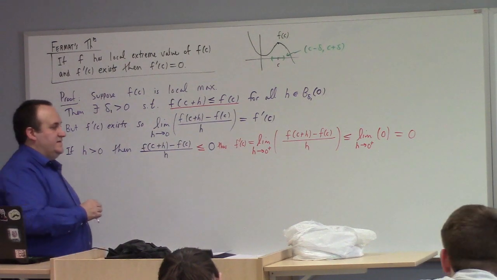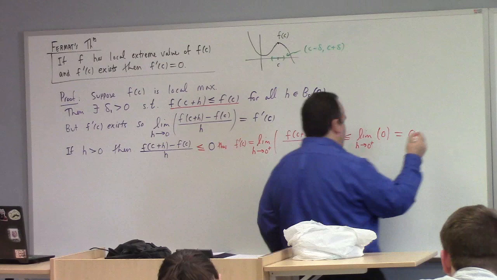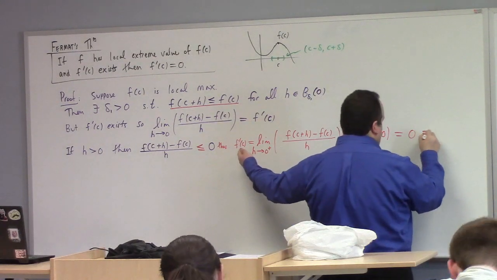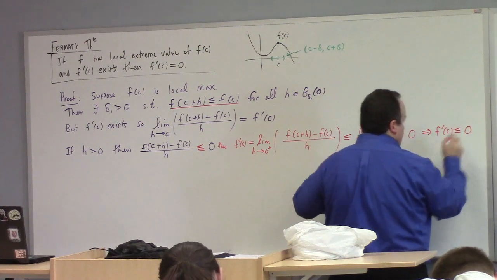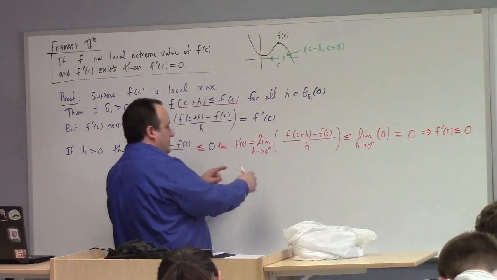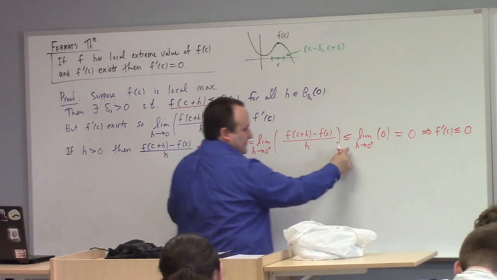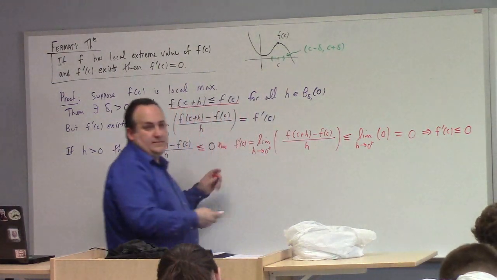Well, excuse me. This just tells me what? My bad. It doesn't tell us f prime of c equals 0 yet. We just get f prime of c is what? Less than or equal to 0. See that? Because we've got f prime of c is equal to this, but it's less than or equal to that. Right?